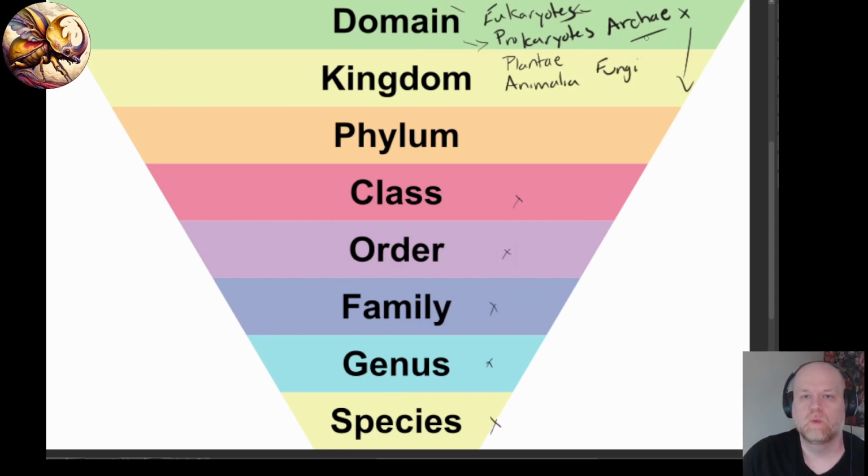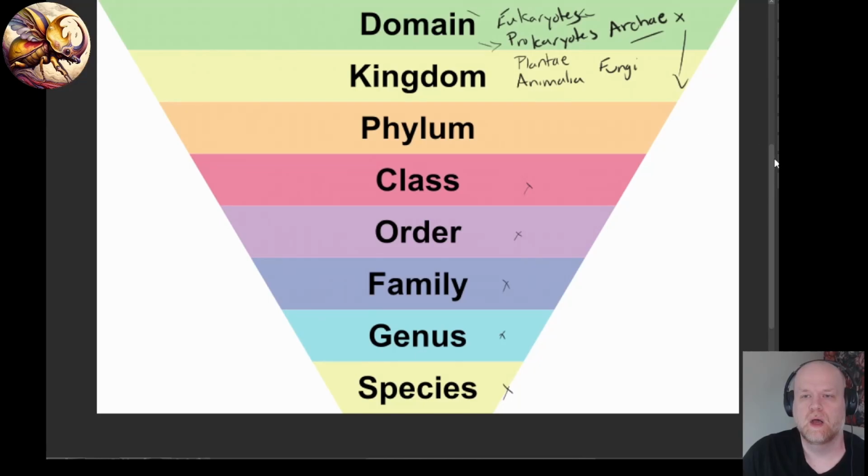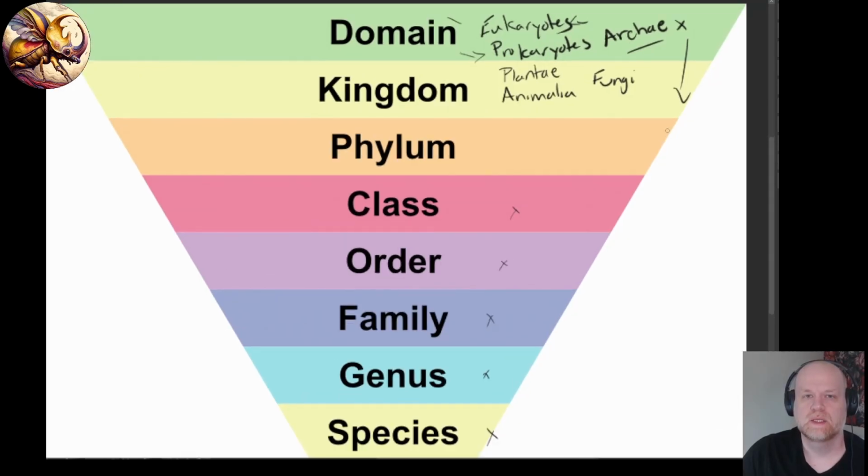So we assume off the bat when we're talking about this. Let's say that we're talking about domain Eukarya. So now we're talking about either the plants, the animals, or the fungi. Within the kingdoms of eukaryotes, there are the Plantae, the Animalia, and the Fungi. So in this case, when we're talking about insects, everything that we're going to be talking about are the Animalia.